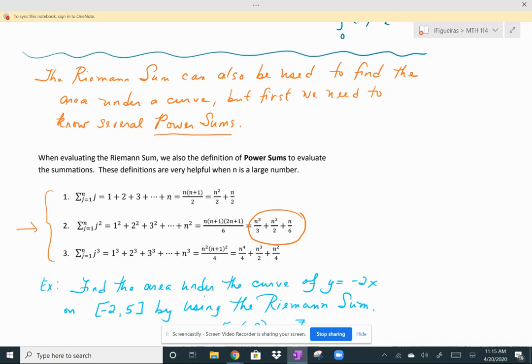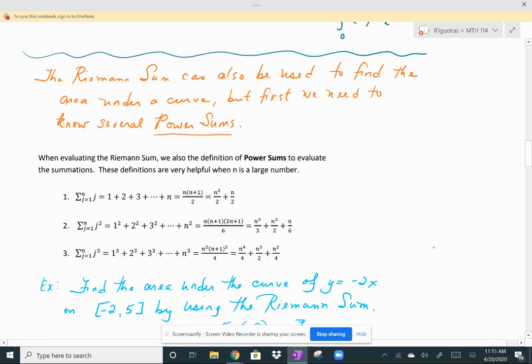And then finally, I have a power sum for j cubed. So we know that j cubed, as j goes from 1 to n, is 1 cubed plus 2 cubed plus 3 cubed, all the way up to n cubed, and that you get that same summation in this more efficient way by using the formula, n to the 4th over 4 plus n to the 3rd over 2 plus n squared over 4. So we'll be using these formulas in future computations of the definite integral by using the Riemann sum.